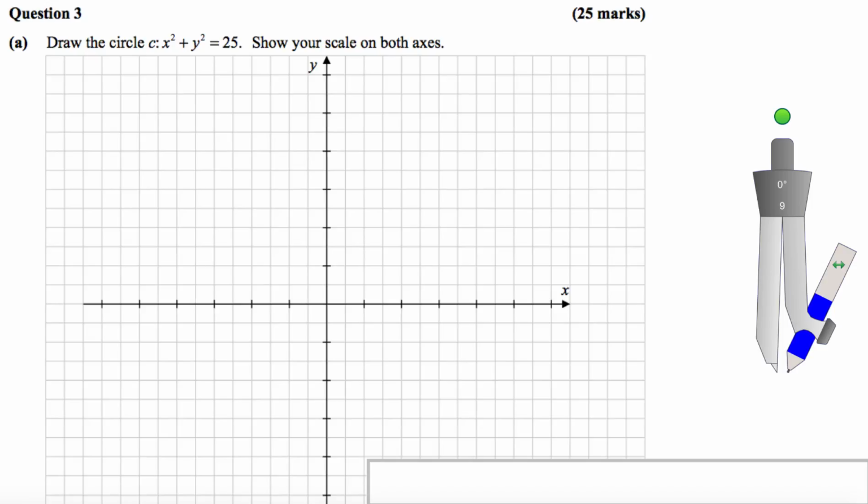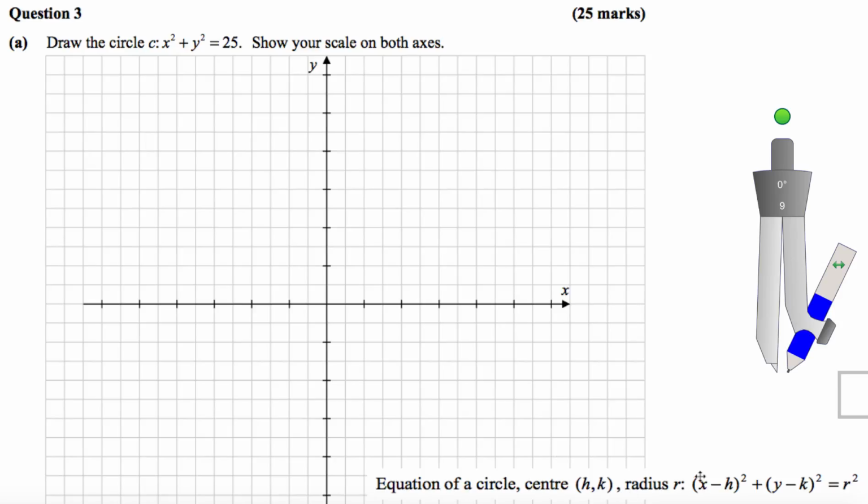So this is the 2015 Leaving Cert Ordinary Level Paper 2, and we're looking at question number 3. Part A says, draw the circle C, which is x squared plus y squared is equal to 25. Show your scales on both axes. Okay, well, if the circle is x squared plus y squared is equal to 25, we do have the formula for the equation of a circle in our tables book.